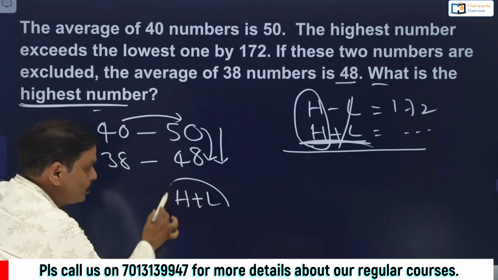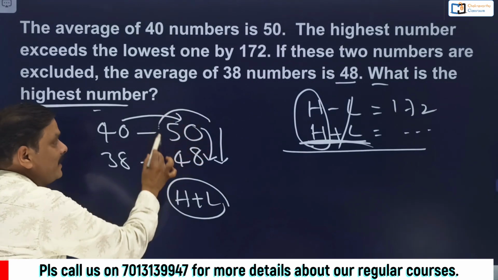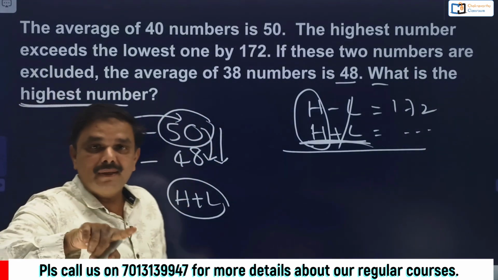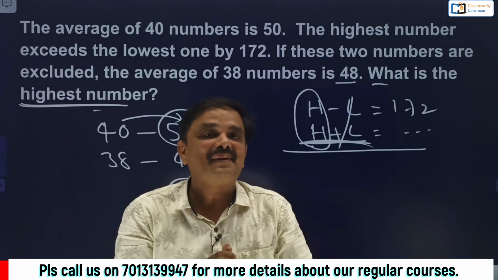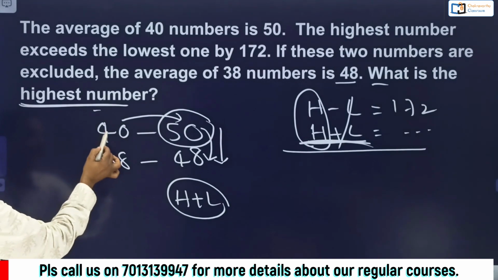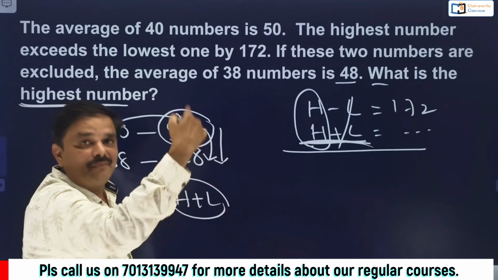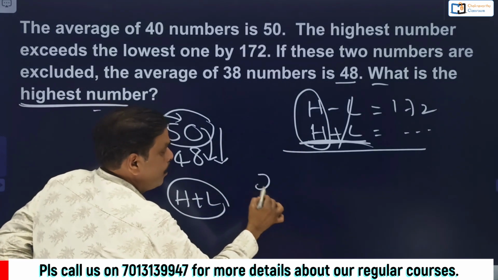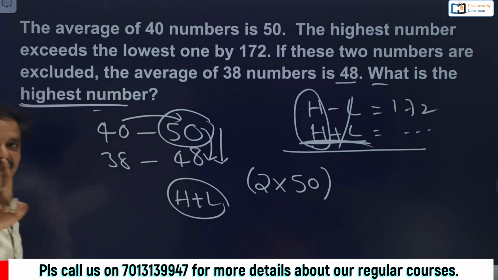Sum of those two numbers must be more than this average. How much more than the average? Simply, according to the shortcut, we should do like this. Two numbers are out. That means the sum of these two numbers must be more than 2 into 50. All of you understood this point?